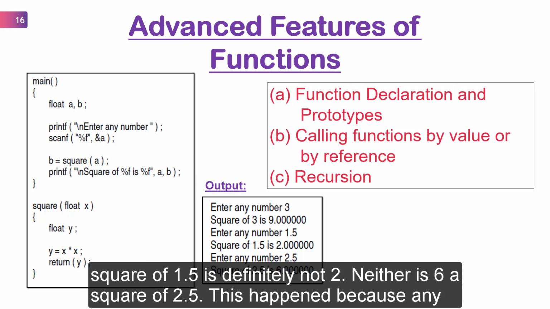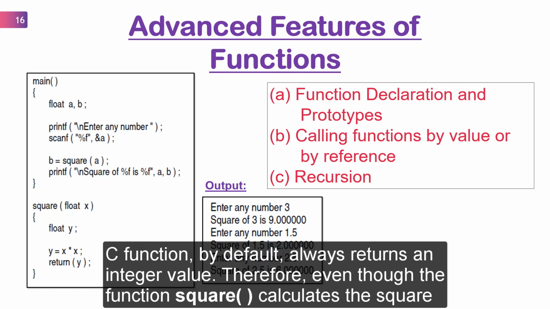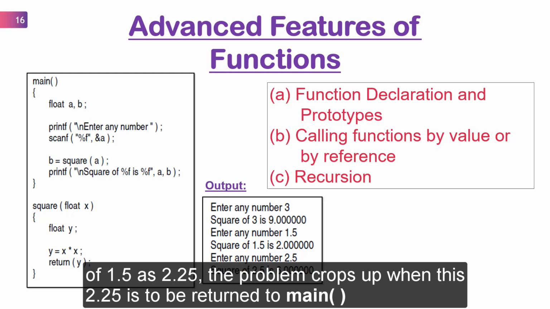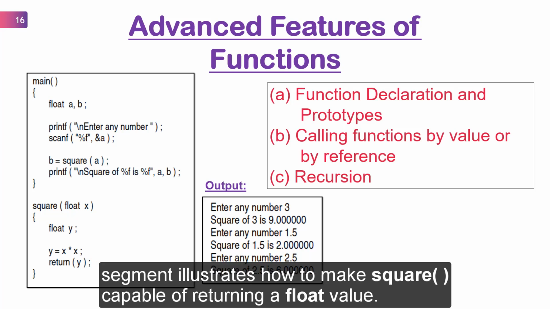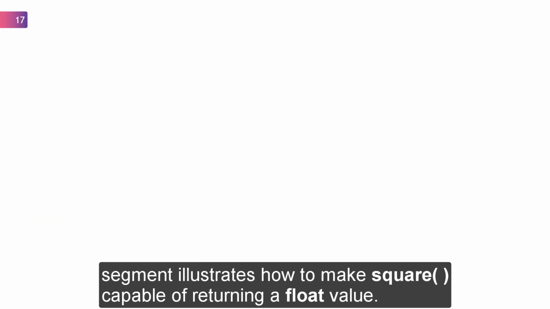This happened because any C function by default always returns an integer value. Therefore, even though the function square calculates the square of 1.5 as 2.25, the problem crops up when this 2.25 is to be returned to main. Square is not capable of returning a float value. How do we overcome this? The following program segment illustrates how to make square capable of returning a float value.